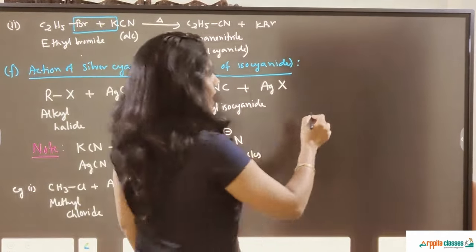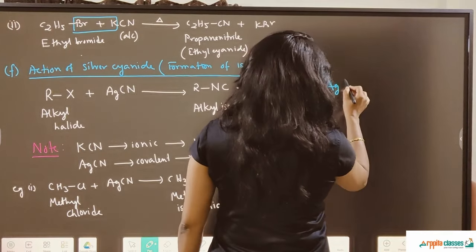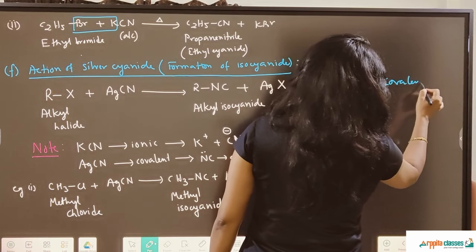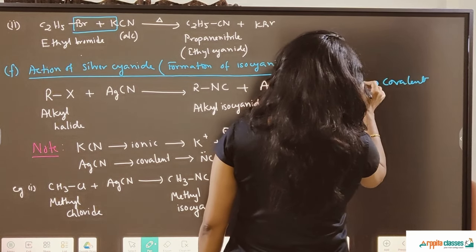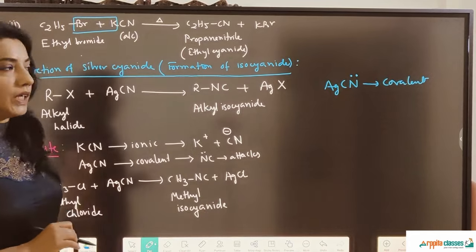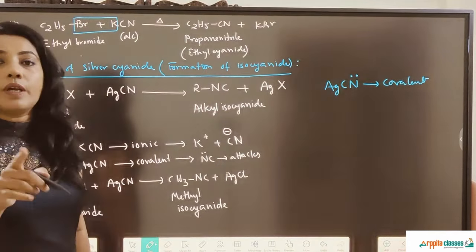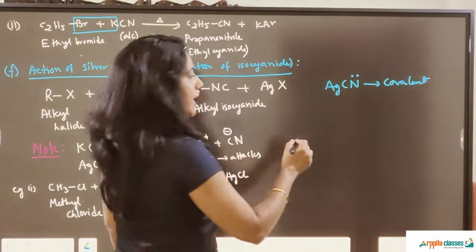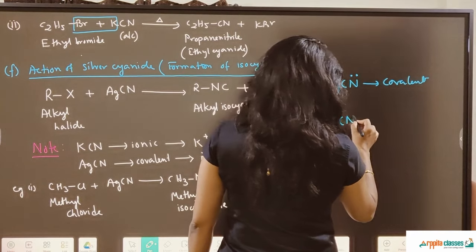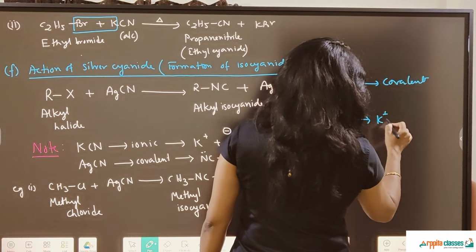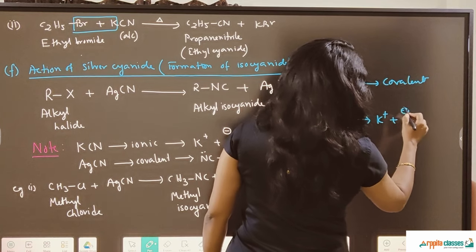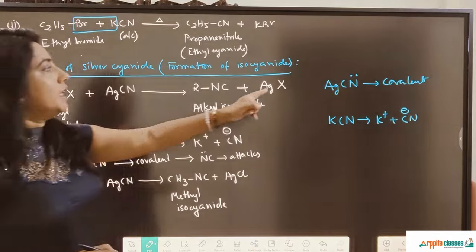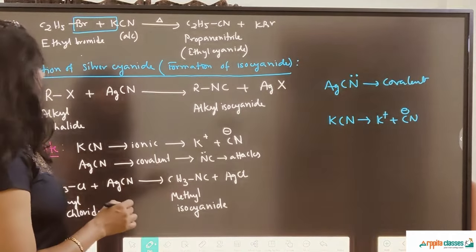So the next nucleophilic substitution reaction is with silver cyanide. Now silver cyanide is AgCN. AgCN is a covalent compound. So here the attack will be with the lone pair of nitrogen. In KCN, the attack was with carbon, the minus sign on the carbon, because KCN dissociates as K plus and CN minus. The minus sign on the carbon is attacking the R group here. But here, the lone pair of nitrogen will be attacking the R group.